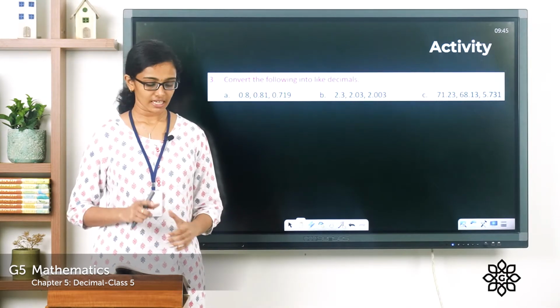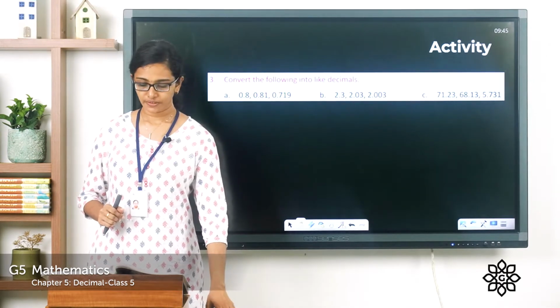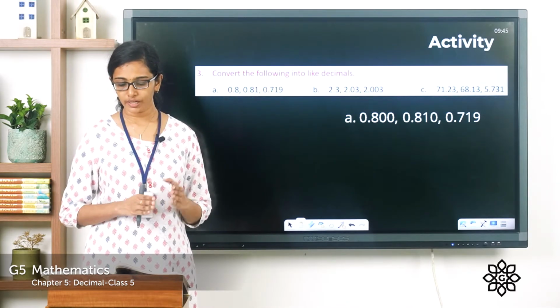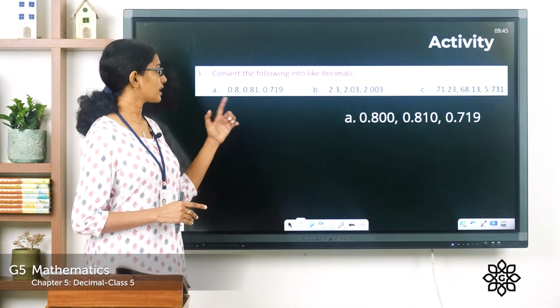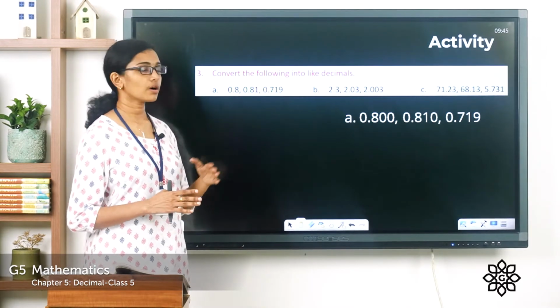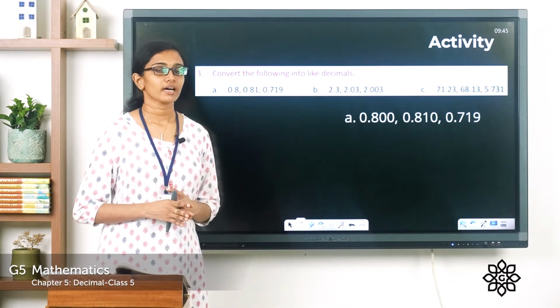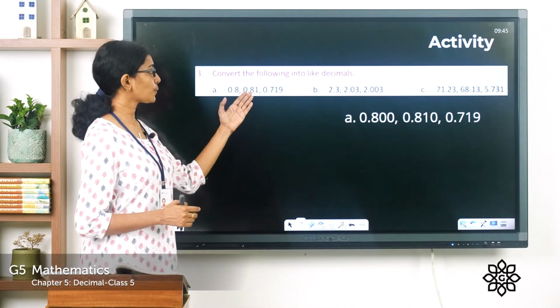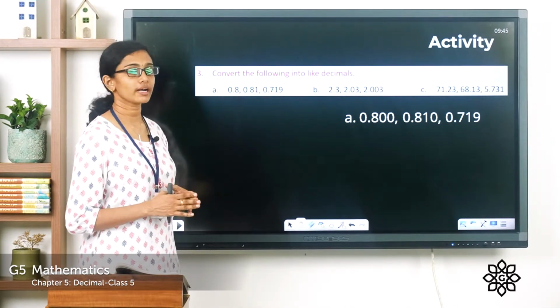Hope you are done with this. Now let's discuss the answers. The first question, question A: 0.8, 0.81, 0.719. And what is the answer? When you convert to like decimals, what are the numbers? See, the numbers are 0.8, 0.81 and 0.719.